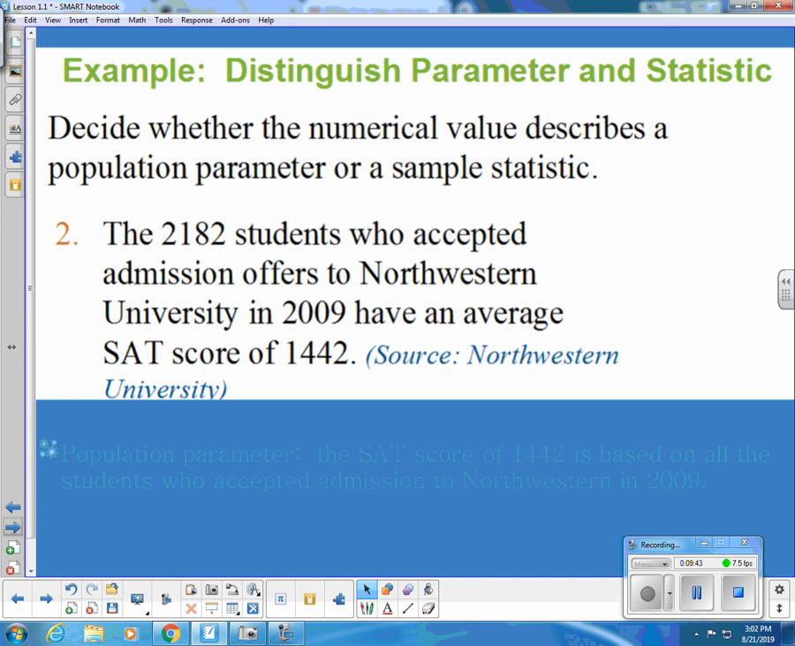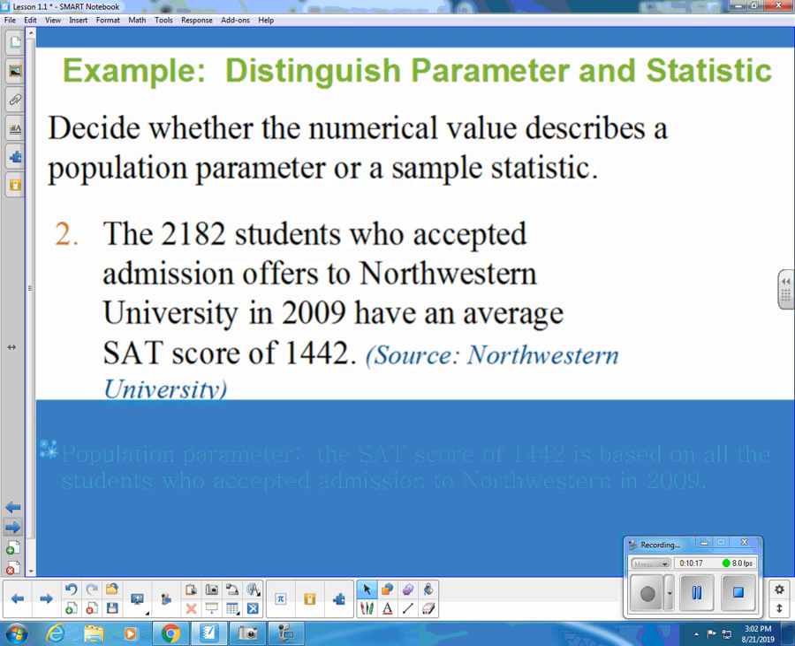Same deal, 2,182 students who were accepted admission offers to Northwestern University in 2009 have an average SAT score of 1,442. So is that a population we're dealing with there or a sample of the population? They're talking about all the students who were accepted. So that's a population because they're only dealing with that particular college, those particular students. It's not a subset of those students.